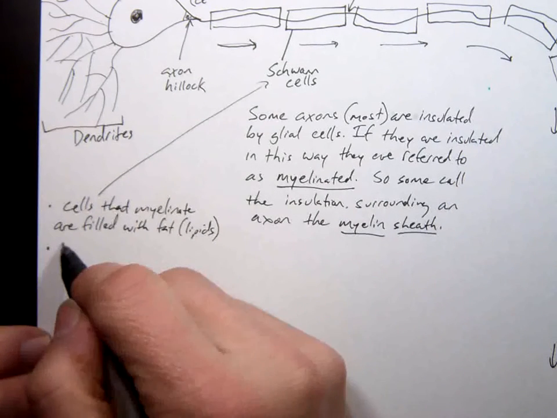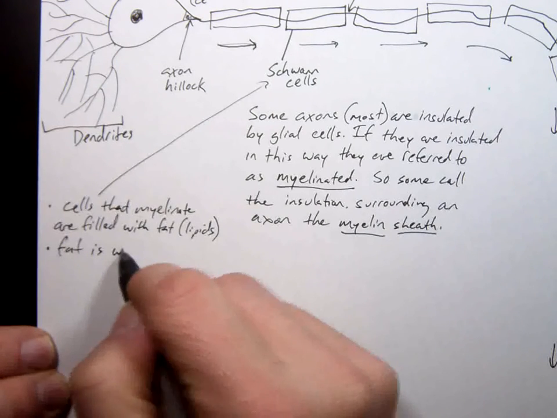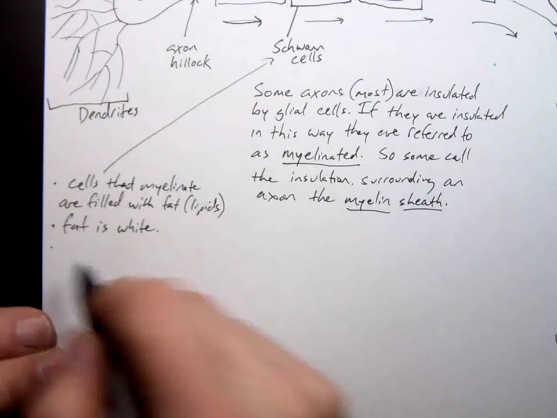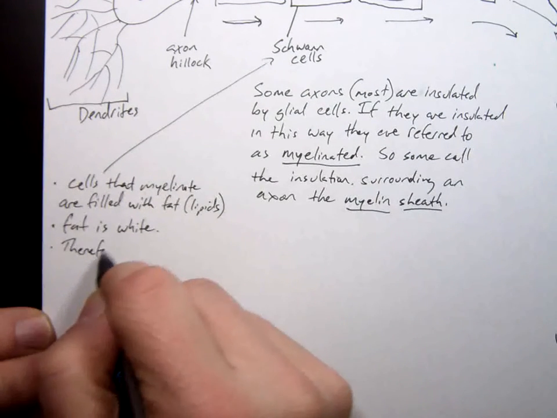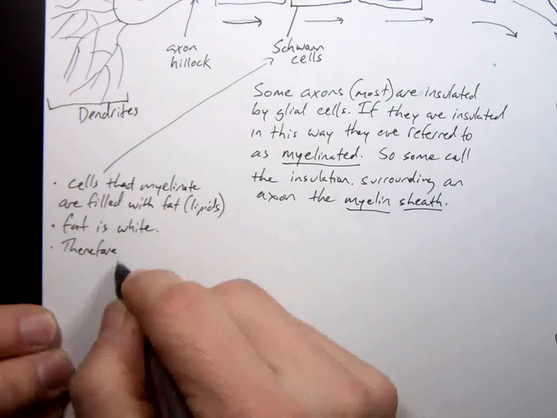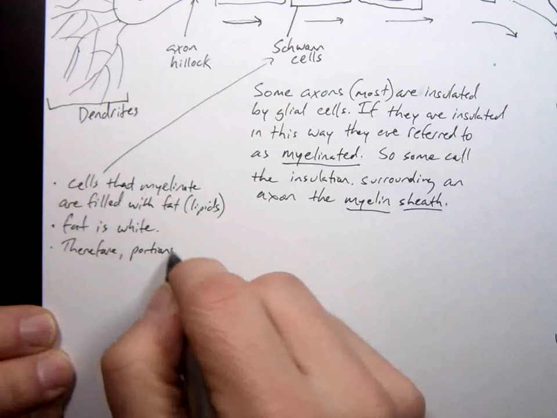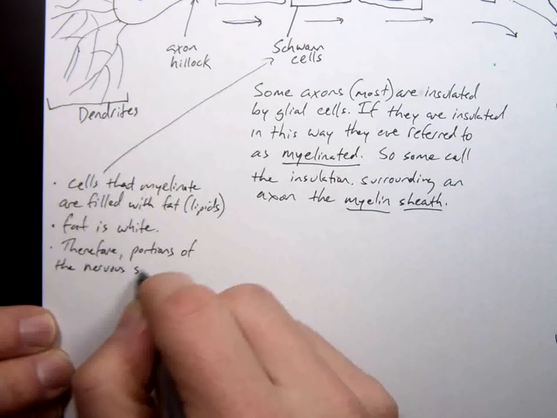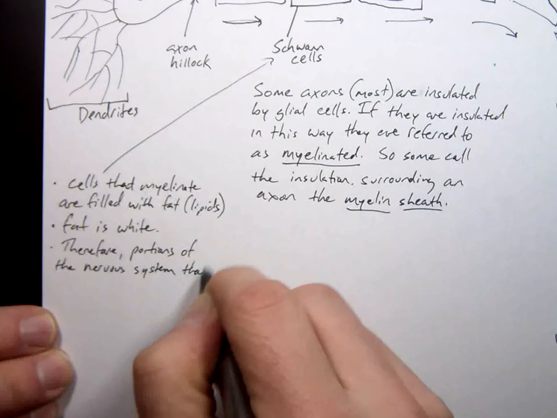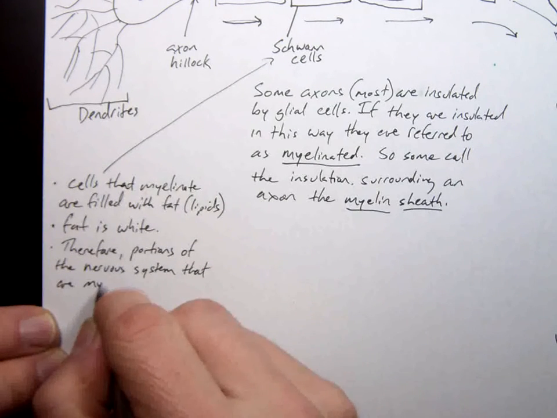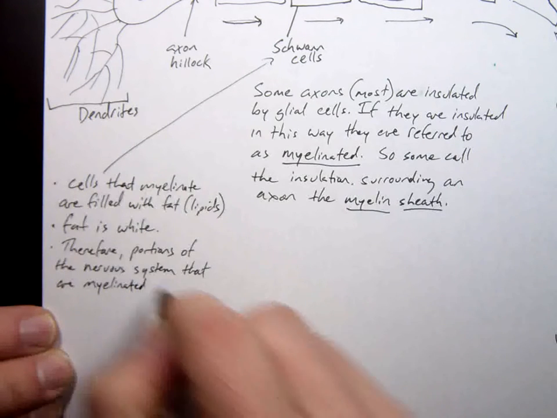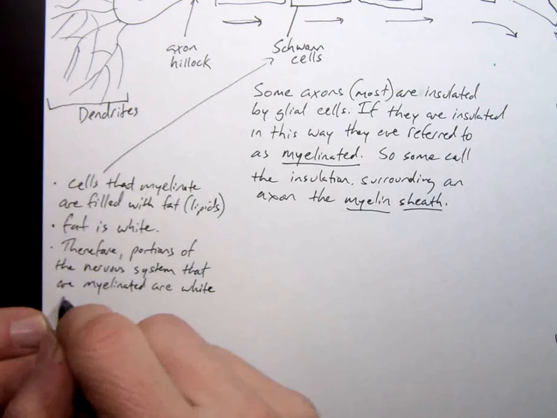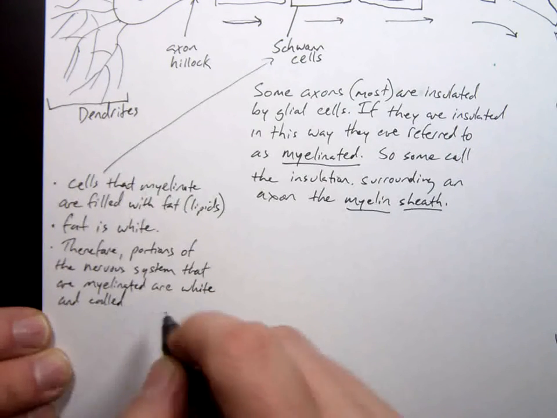We've already established fat is white. Therefore, portions of the nervous system that are myelinated are white and called, this is brilliant, ready? White matter.